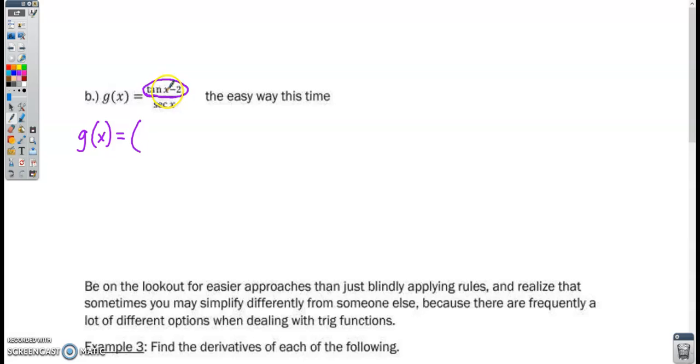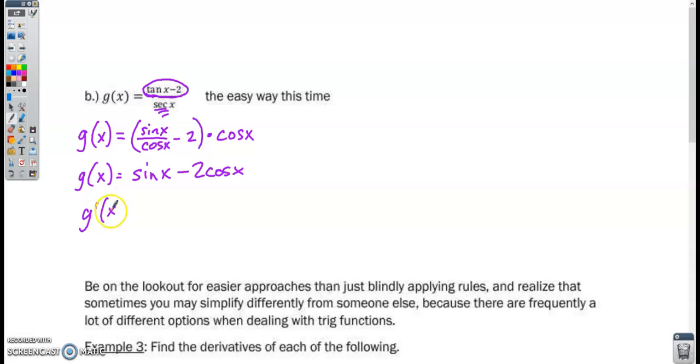The tangent of x minus 2 is sine of x over cosine of x minus 2, and dividing by the secant is the same as multiplying by the cosine, since cosine and secant are reciprocals. I misspoke there. And now I can go ahead and simplify this, and I get that g of x is really just equal to the sine of x minus 2 cosine of x. And now I can take the derivative of that, and that's a whole lot easier than using the quotient rule.